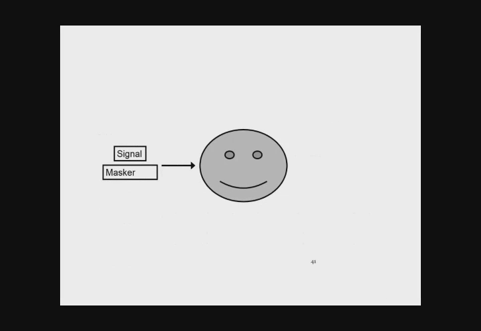Good. So what's the standard setup? We have one person, one ear, we have a signal, and we have a masker, signal and noise. It's called ipsilateral masking. And we can have ipsilateral masking, we have bilateral masking, we can have simultaneous masking. What else can we have?